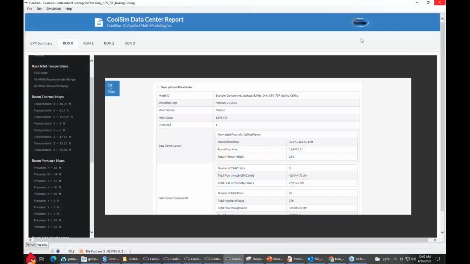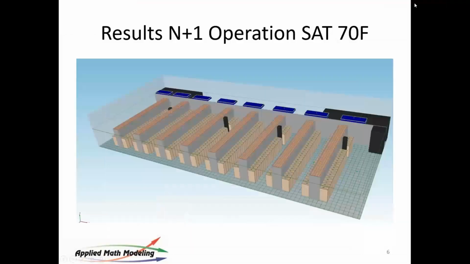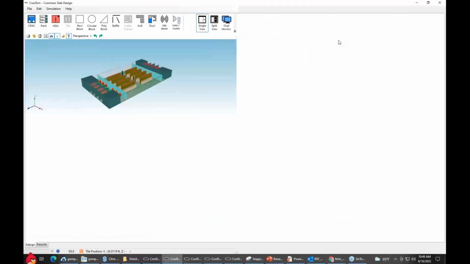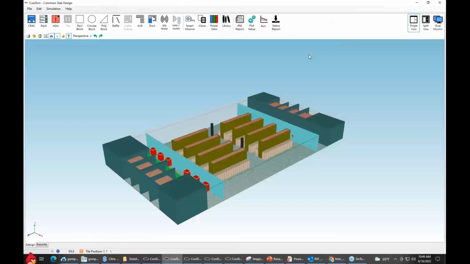Now, let me put that one down. I'm going to go to one more design here that I want to show you. This is another common slab design, and I'm trying to be sensitive to time here. I would like to open this up for discussion if we can, and I'm running out of time. I have too many models and not enough time. So you can begin to ask questions if you like, and I'll try to answer them.